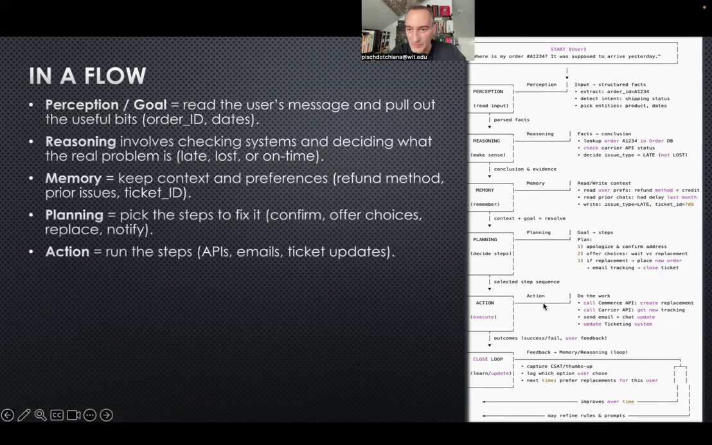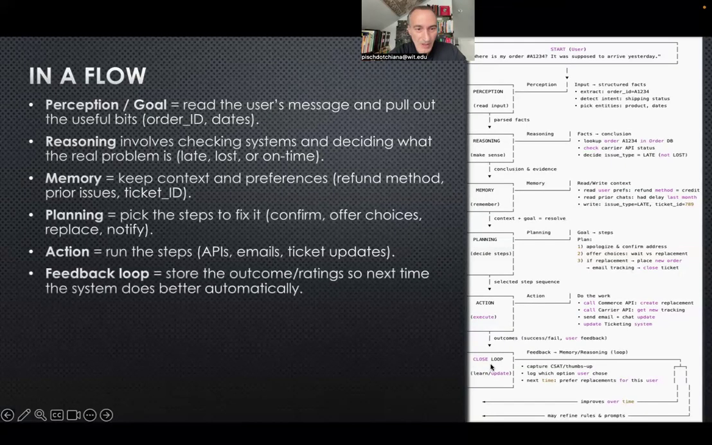Action. This is where we do the actual work. Call the Commerce API, create a replacement, call the carrier API, FedEx or UPS, get a new tracking number, send an email, perhaps a chat, and update the ticket in the system. The feedback loop: customer satisfaction takes a look at that, thumbs up or thumbs down, and logs which option the user chose, so it can then iterate, reinforce and retrain itself for the next, more appropriate response.